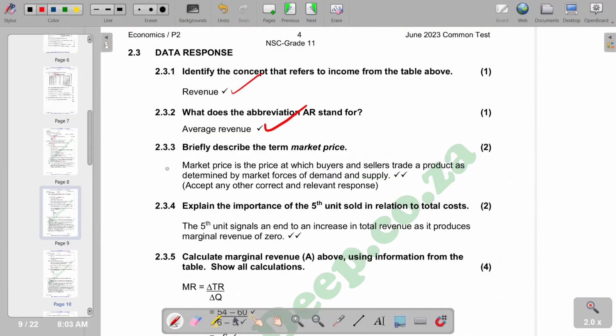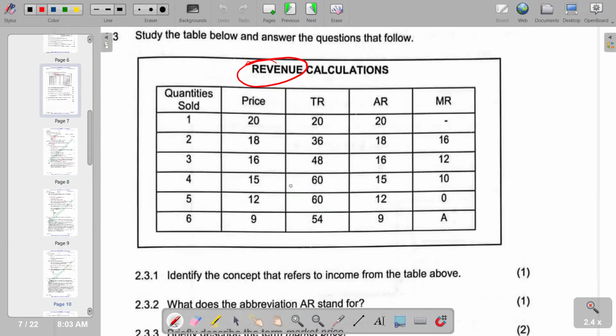Then the next question is briefly describe the term market price, whereby we are saying market price is the price at which buyers and sellers trade the product as determined by market forces of demand and supply. Then the next question says explain the importance of the fifth unit sold in relation to total cost. So you'd see that if you refer back to our table, the fifth unit sold, we are having it here.